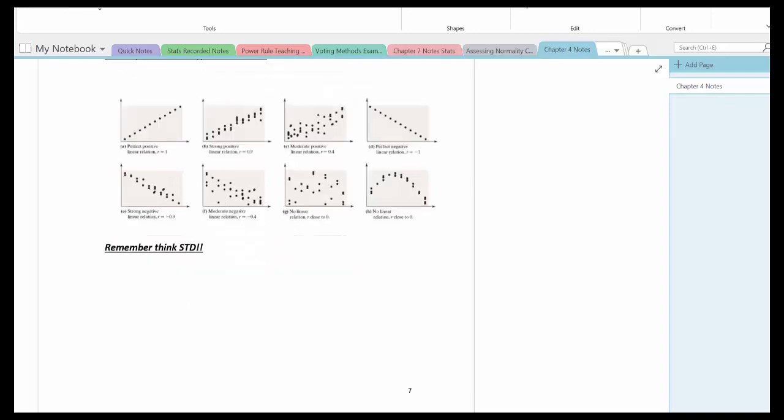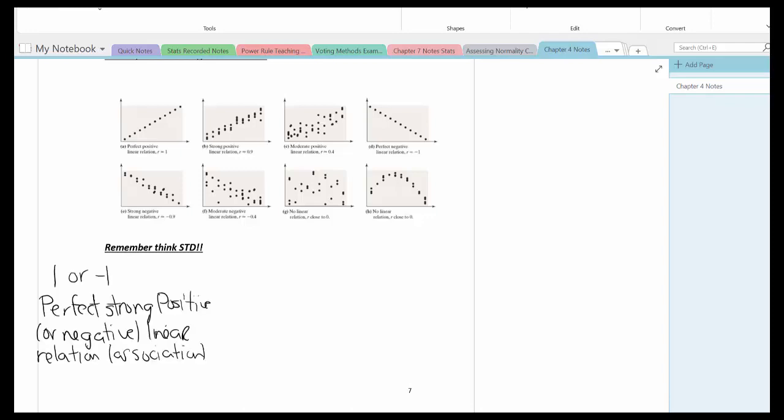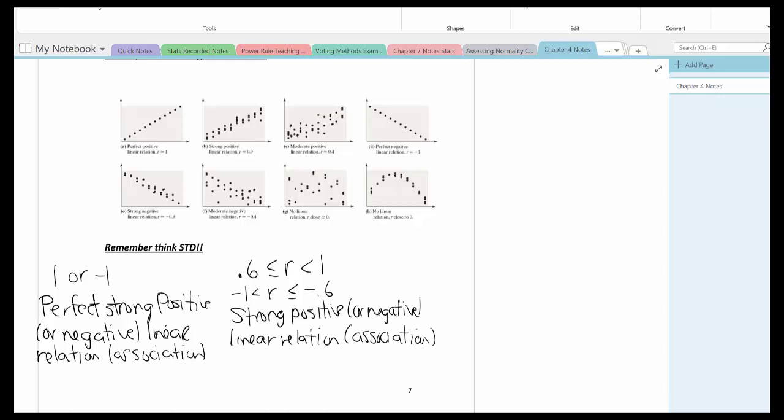I'm going to write below, for certain particular numbers, what wording you can use. Let me start with 1 or -1. This would be a perfect, strong, positive linear relation or association. The next one I'm going to take a look at might be this inequality: 6/10 is less than or equal to R, which is less than 1, or -1 is less than R, which is less than or equal to -6/10. Here's the wording I would use for this. I might write strong, positive linear relation.